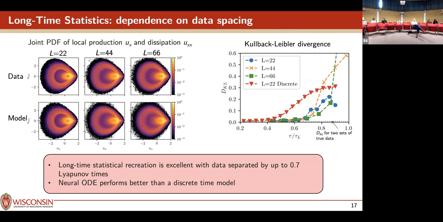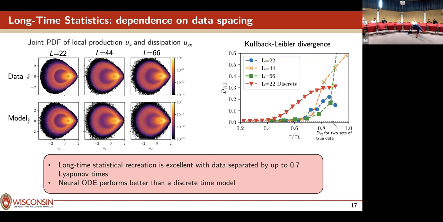So these are the data, the joint PDFs for L equals 22, 44, and 66. And then these are the model predictions. These are probabilities on a log scale. Okay, so these are actually quite infrequent events out here. And we do extremely well on predicting essentially the shape of the attractor in terms of these quantities.